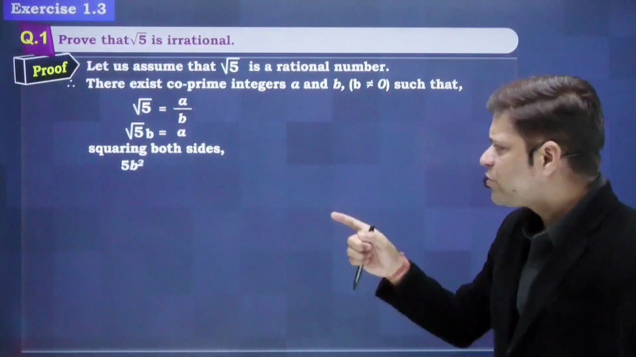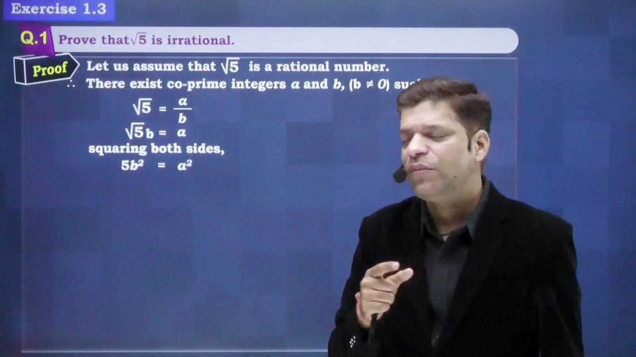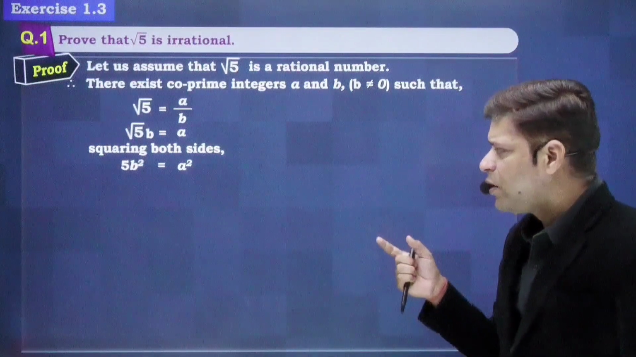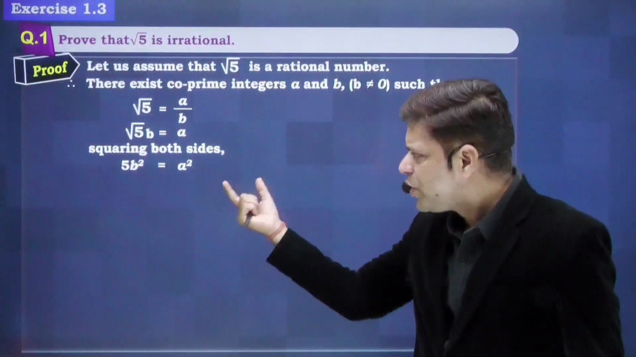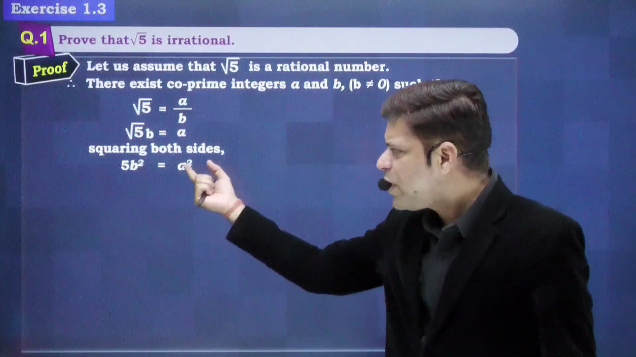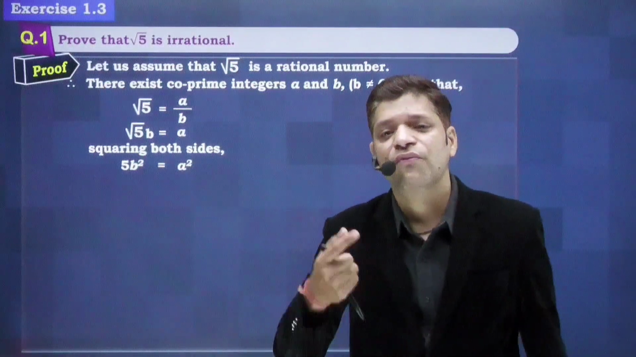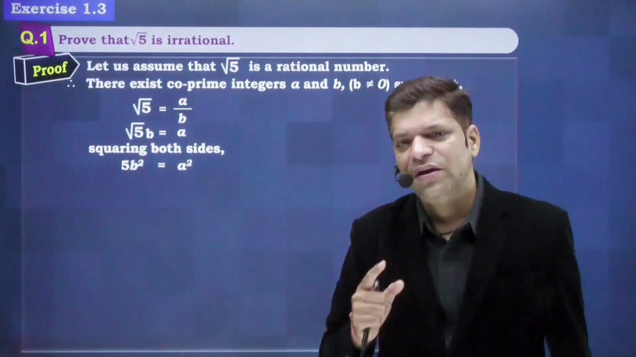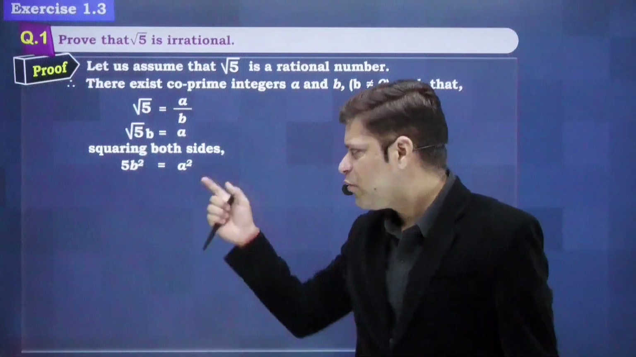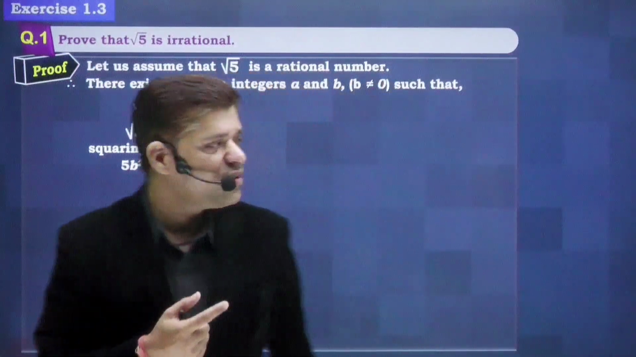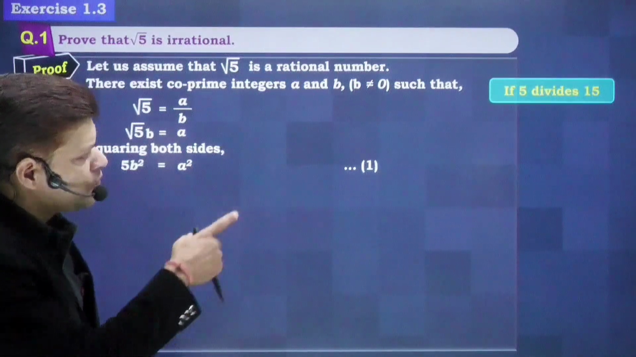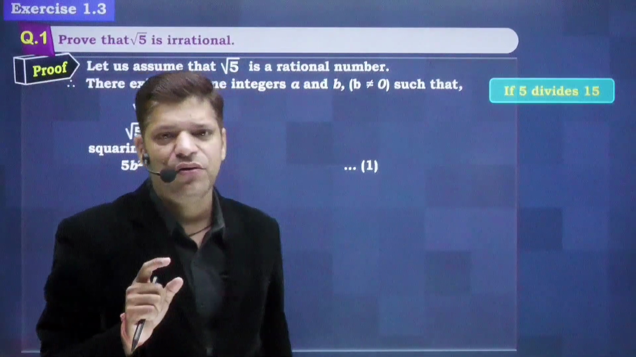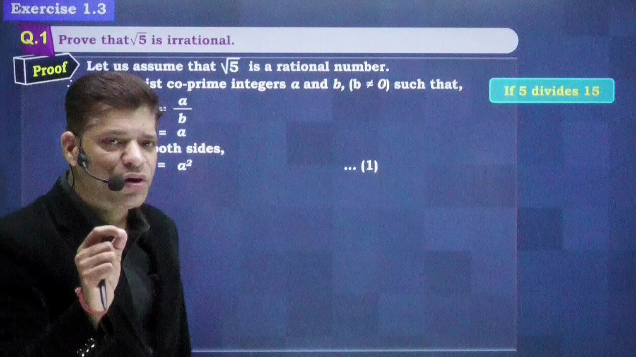By squaring both sides, we get 5b square equals a square. This is equation number 1. What do we conclude? That a square is a multiple of 5. We can understand this by an example: if 5 divides 15, this is an example to understand the concept.